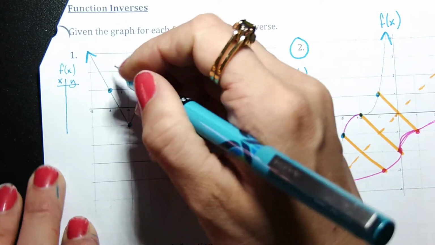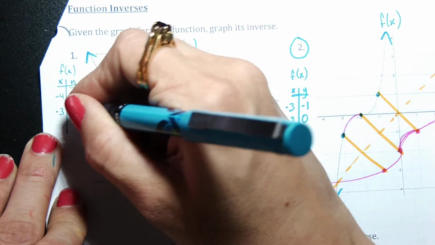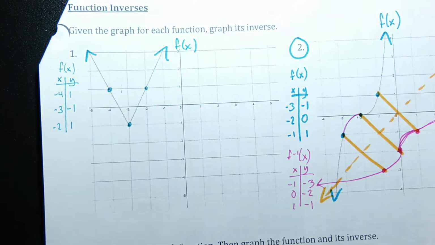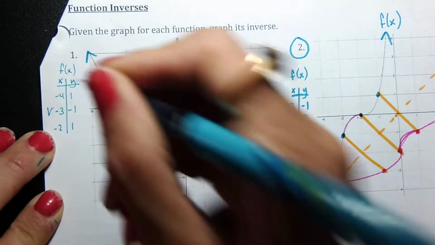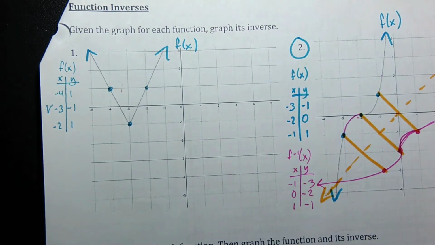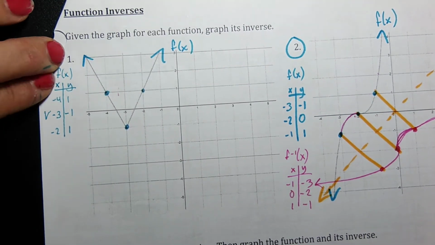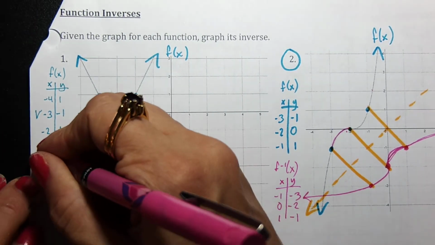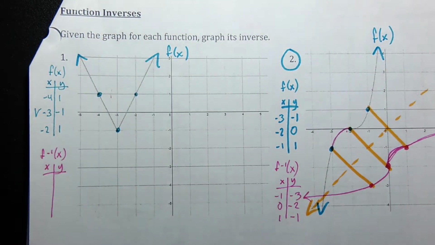So this would be -4, 1. This would be -3, -1. And then this one would be -2, 1. And you might find it helpful to label -3, -1 as the vertex of that absolute value graph. Because when we reflect that and find the inverse, that point inverted will kind of be the vertex of our new looking inverse function. So let's go ahead and flip each of those xy coordinates into a new table.